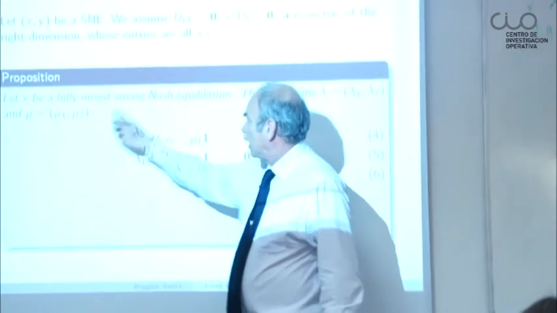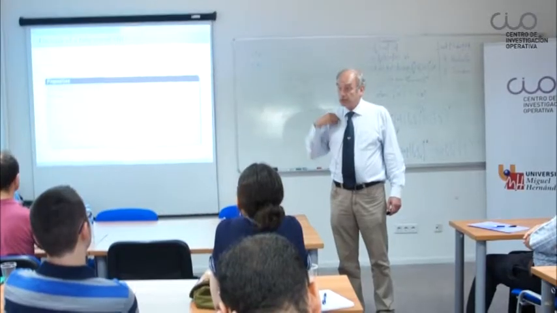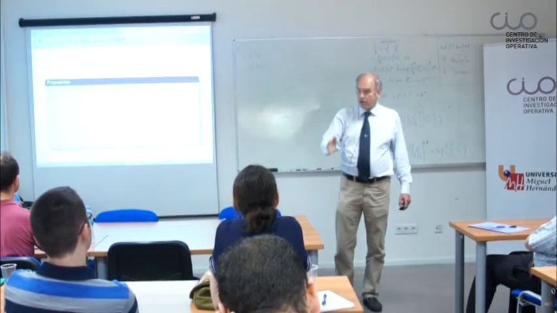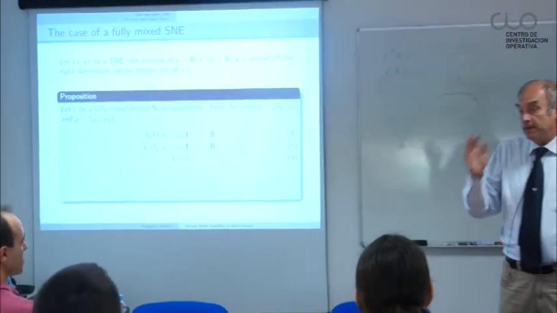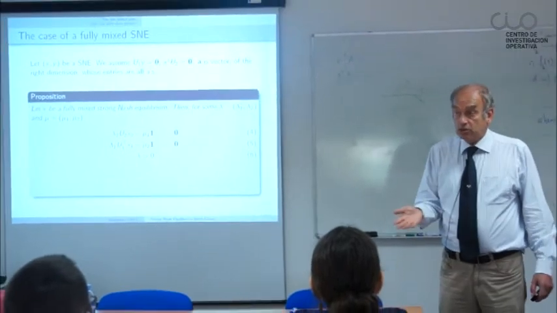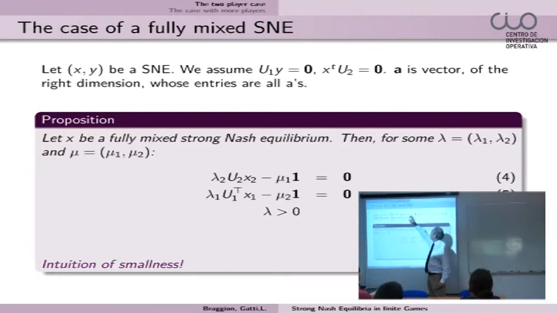Here is the tricky idea. I consider at the very beginning a fully mixed Nash equilibrium. This means that I use all strategies, all rows with positive probability, and you use all columns with positive probability. In that case, for the complementarity condition, all the non-negativity constraints disappear, and the system becomes very easy. I am applying the KKT condition, and at the same time I'm using the fact that U1y is 0 and x transpose U2 is equal to 0. Okay, so the system becomes very, very simple.